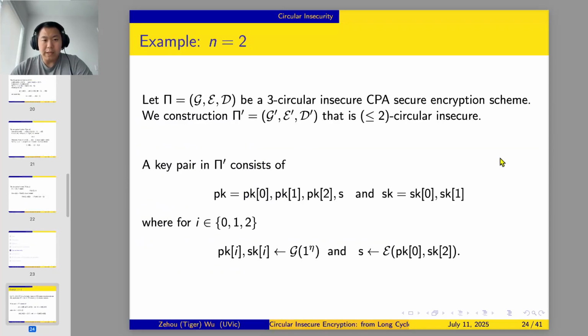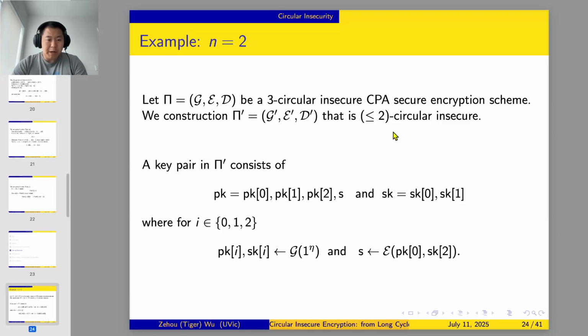So now we show why this is circular insecure, and we begin with an example by setting n equal to 2. So the n plus 1 scheme would be a 3 circular insecure scheme. And we will show the pi prime constructed using pi is less than or equal to 2 circular insecure.